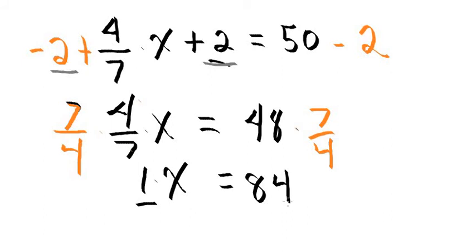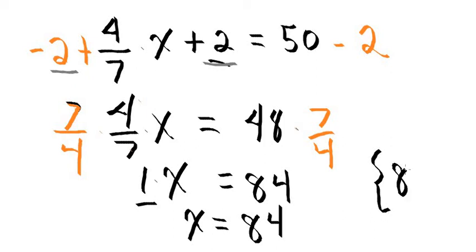All right. So of course we don't write that with a 1 in front of that x. So we have x is equal to 84. So therefore our solution set contains 84. And we can always check this by plugging this back in to the original equation, and that would be 4/7 times 84 plus 2, and that whole side, this side right here, should equal 50.